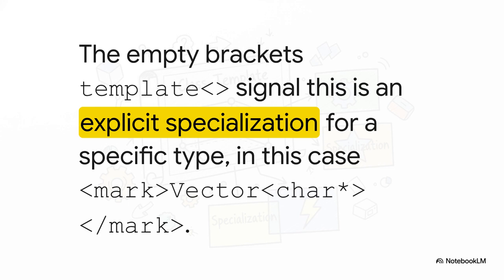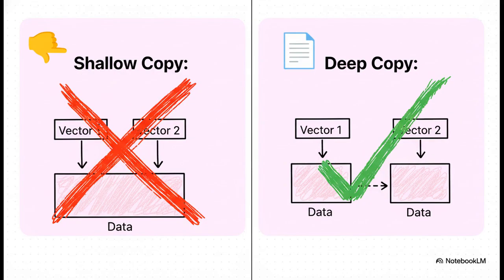The syntax is a little subtle, but it's really powerful. See those empty angle brackets? template<>? That's the signal. That tells the compiler this isn't a generic recipe. This is a special order, a full-on explicit specialization just for vector<char*>. And here is the fix in action. Let's look at them side by side.